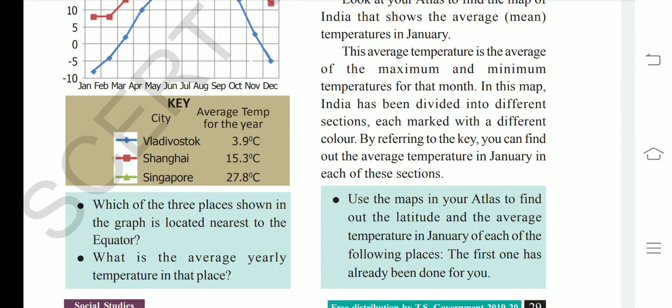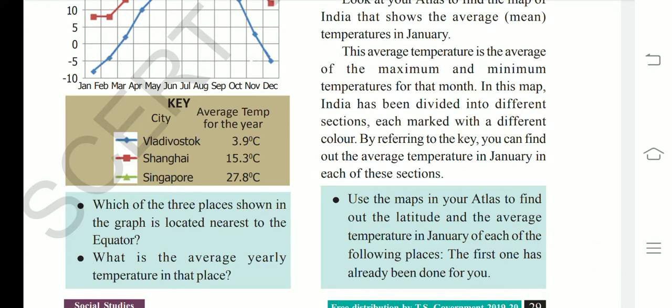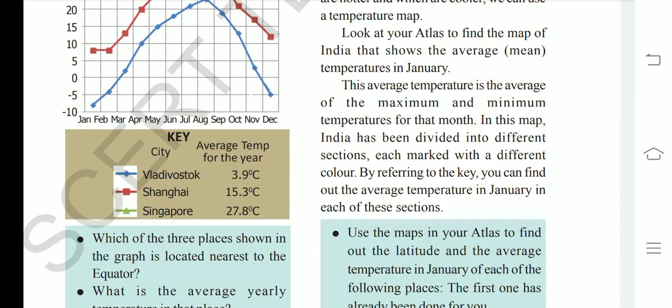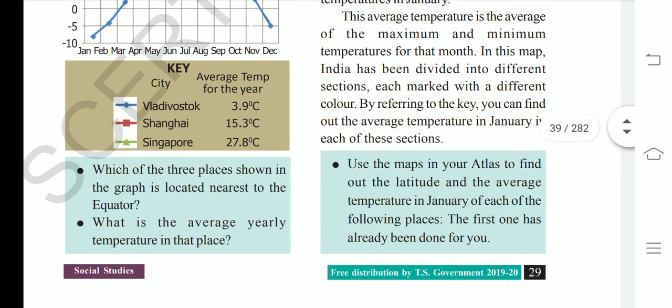So if you open the atlas, there you will find the average temperatures per day recorded in the month of January, and that is marked with different colors. Understand? Temperature is also shown with different colors. The lowest temperature will be shown with one particular color, and the highest temperature with another color. So by referring to the key, you can find out the average temperatures in January in each of these sections.